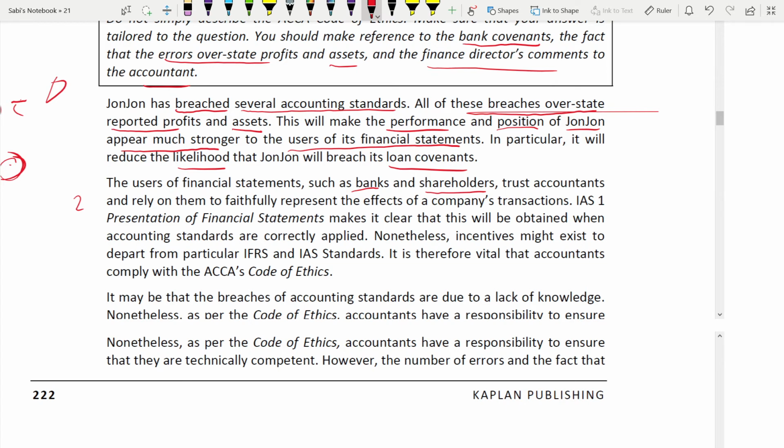So for the users, don't give all five or six types of stakeholders. Two or three is enough. The main ones, according to this question, are the bank and the shareholder. So the users of financial statements, what do they do? They trust accountants. You have to talk about this. This is very similar, and you can copy paste it to any question.